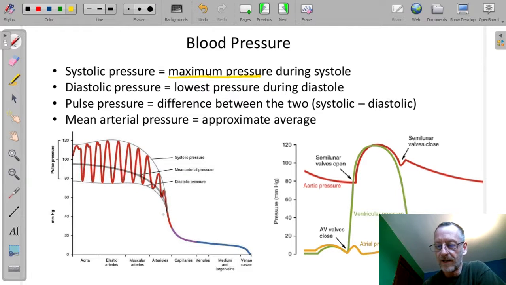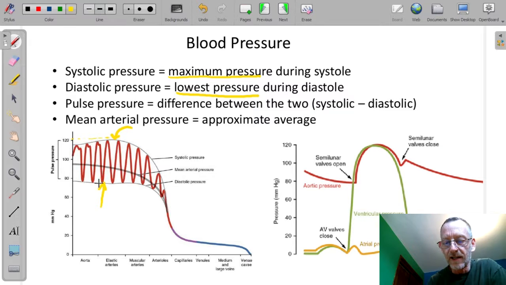So again, on the left is our picture of the pressure gradient. So the systolic pressure is the maximum pressure. And it looks like it's about 120. And the diastolic pressure is the lowest pressure during diastole in the heart, or in the aorta. That's where we're measuring blood pressure, is in the blood vessels, not in the heart. So the lowest pressure during diastole is here.